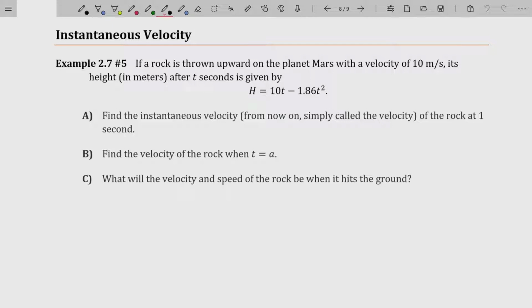Now we're asked to find the instantaneous velocity. Also, from now on, we're just going to call that simply the velocity after 1 second. So you throw the rock up in the air. You want to know how quickly that rock is moving at exactly 1 second. And that just requires us to find the derivative of this function at 1.